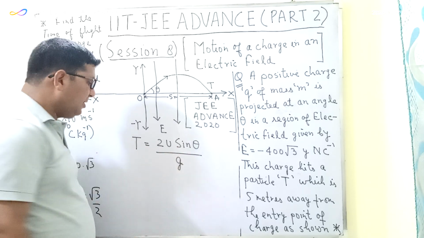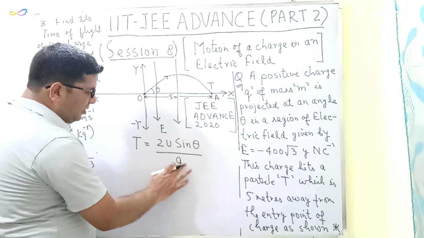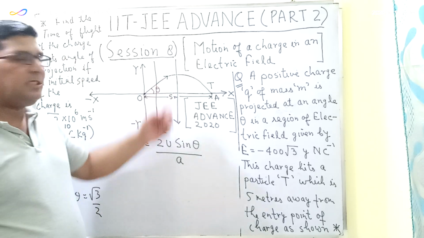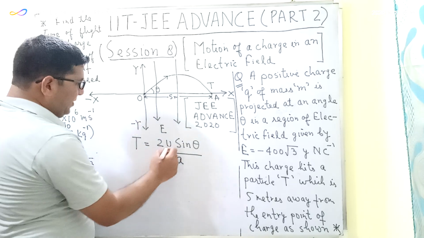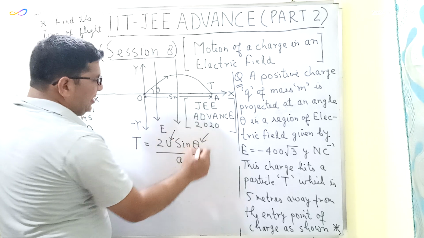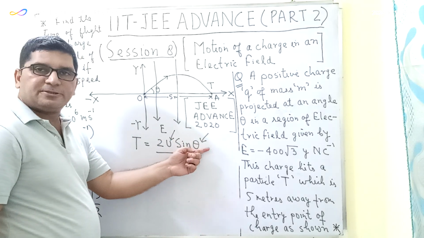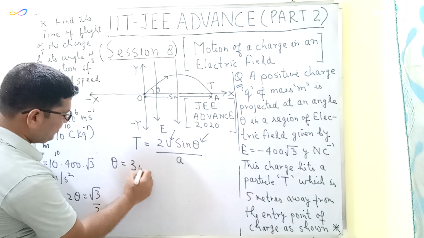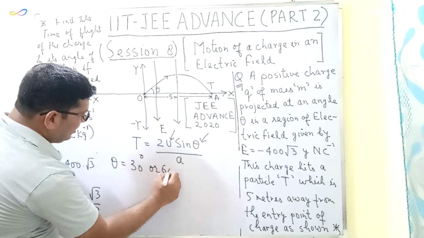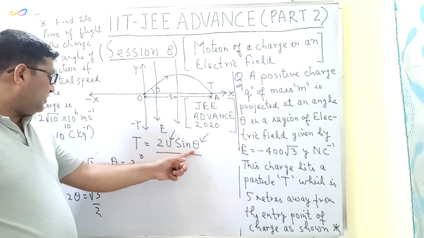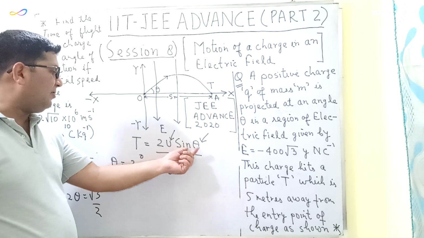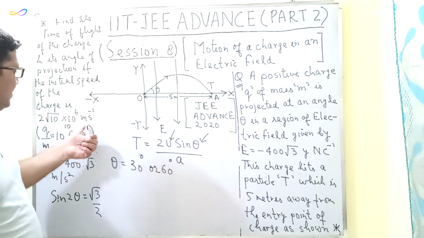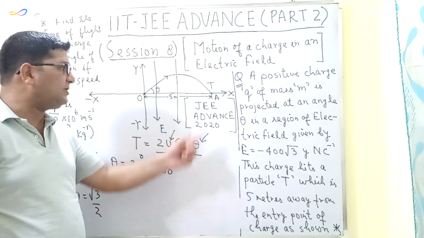But in this question, the acceleration a replaces g, because we have neglected the effect of gravity and we have only considered the acceleration of the positive charge due to the electrostatic force. So here we know the value of u. We have already found the value of theta, which is either 30 degrees or 60 degrees. If I put the value of theta here as 30 degrees, then sine theta will be equal to 1 by 2. We have been given the initial speed as 2 root 10 into 10 to the power 6 meter per second, and we have also found the acceleration of this positive charge.